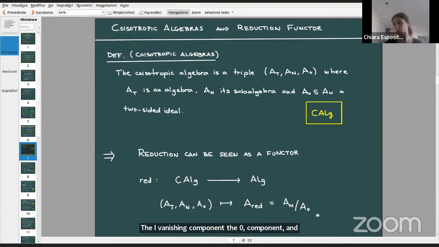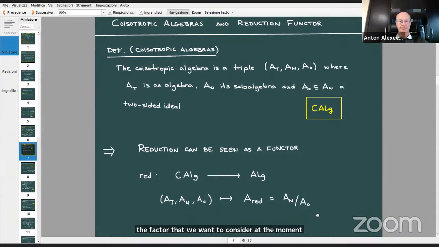And again, of course, in the Poisson case, this turns out to be even a Poisson algebra, but in general, we don't care. We just stay very general. So this is the reduction functor that we want to consider at the moment.